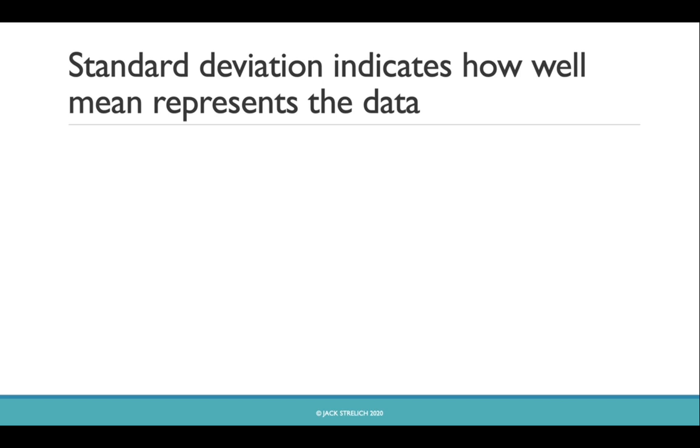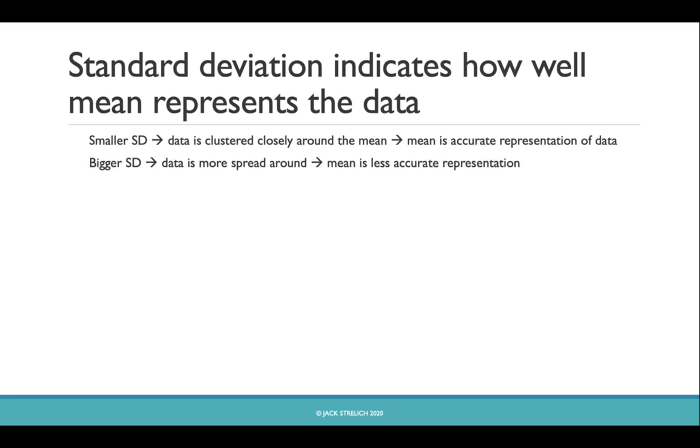The standard deviation indicates how well the mean represents a given data set. A smaller standard deviation means that the data is clustered closely around the mean, meaning that the mean is an accurate representation of the data. If the standard deviation is larger, this means that the data is more spread around, and thus that the mean is a less accurate representation of the data.